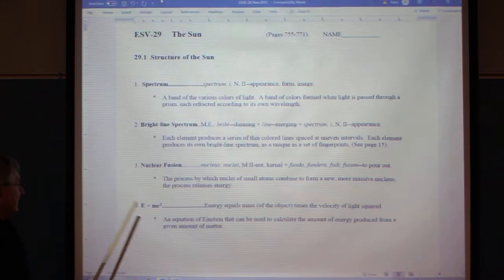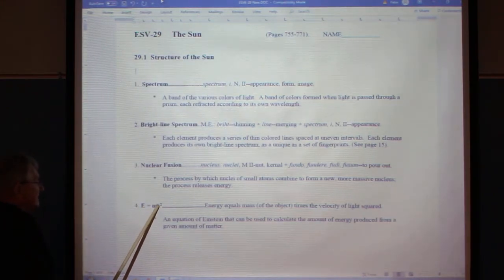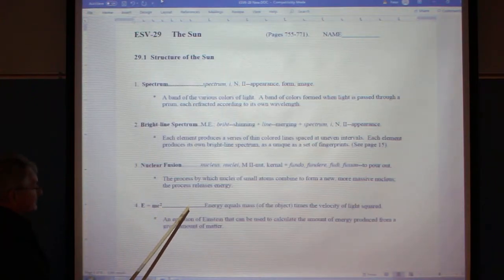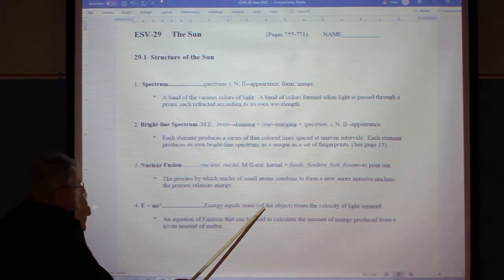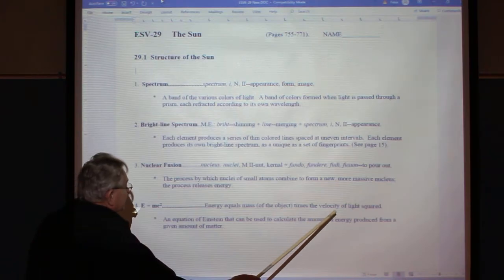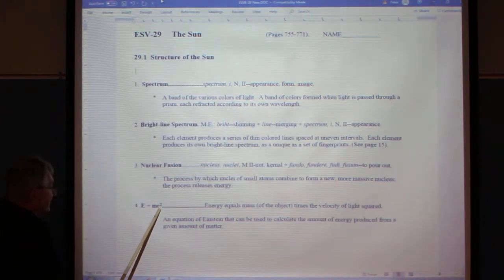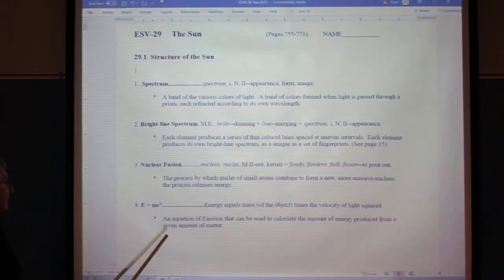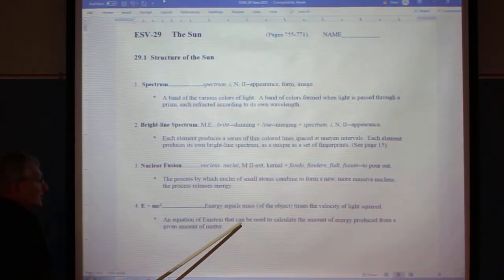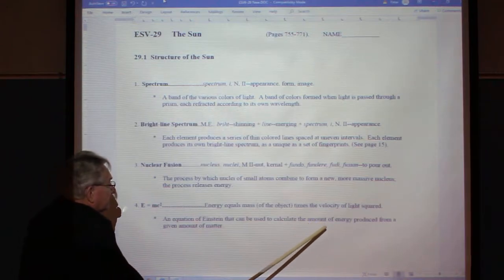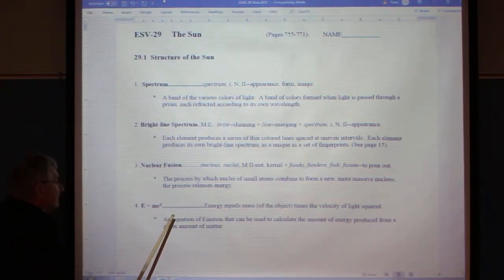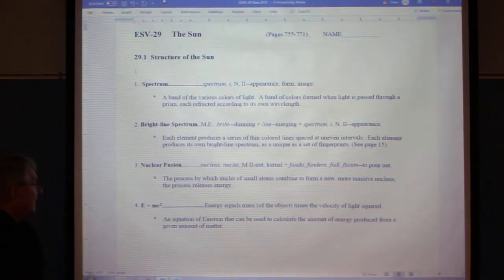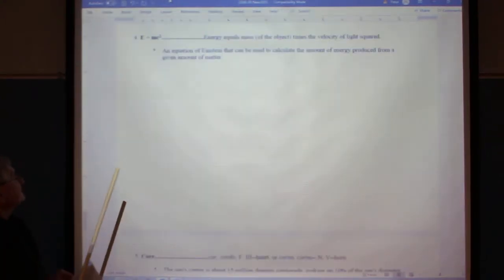And Einstein had this formula: energy equals mass times c squared, which is the energy equals the mass of an object times the velocity of light squared. Okay, mass times velocity of light squared. An equation of Einstein that can be used to calculate the amount of energy produced from a given amount of matter. Could we move up, please, on this thing?